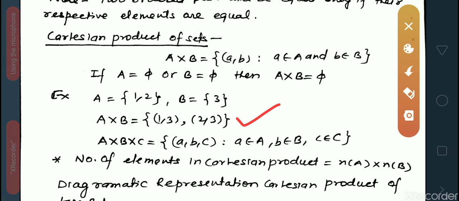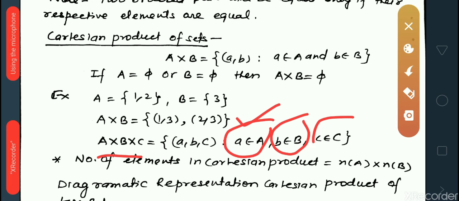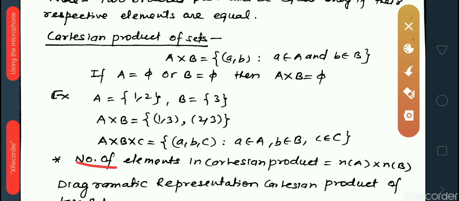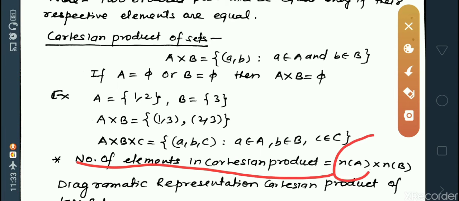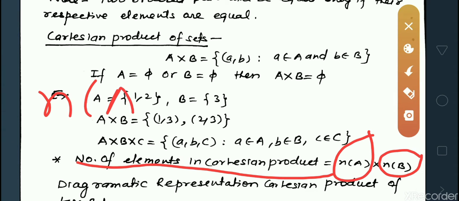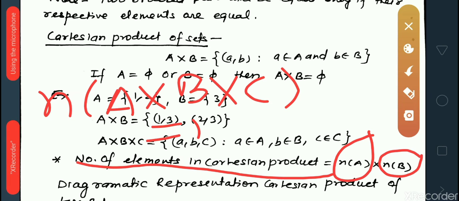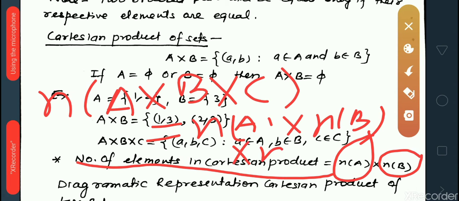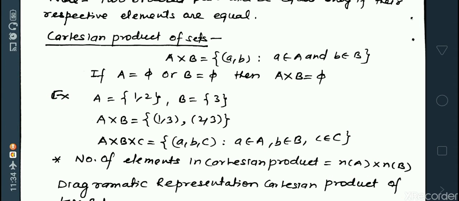Now Cartesian product of three sets. In three sets we can write (a, b, c), where first element belongs to A, second belongs to B and third one belongs to C. Now number of elements in Cartesian product is equal to number of elements in set A into number of elements in set B. Similarly, we can find number of elements in A cross B cross C is equal to number of elements in A multiplied by number of elements in B multiplied by number of elements in C. So this is the number of elements in Cartesian product.